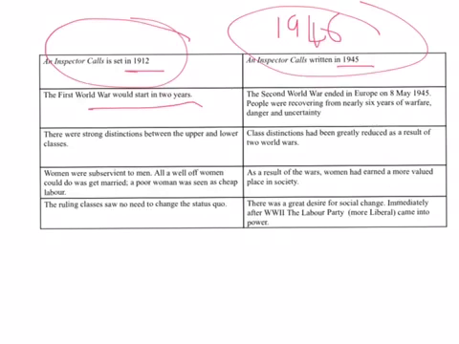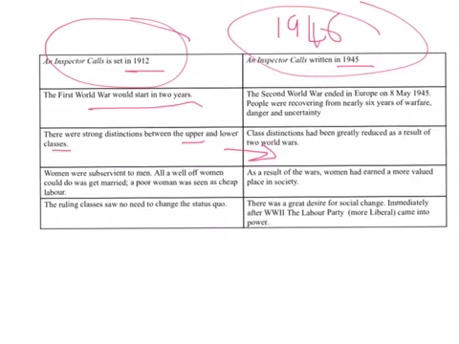There were strong distinctions between the upper and lower classes. Now, we've talked about that. Massive divide between the rich and the poor. But these class distinctions by 1946 had been greatly reduced as a result of 2 world wars.